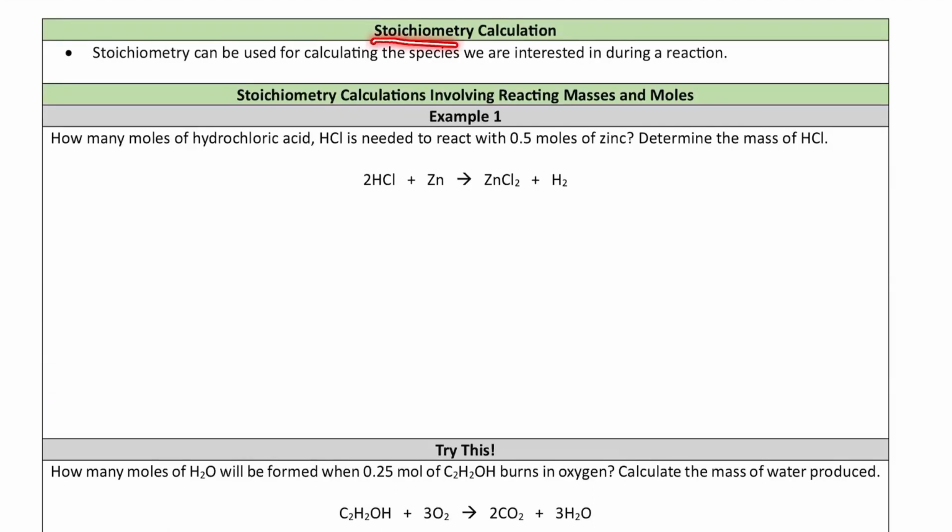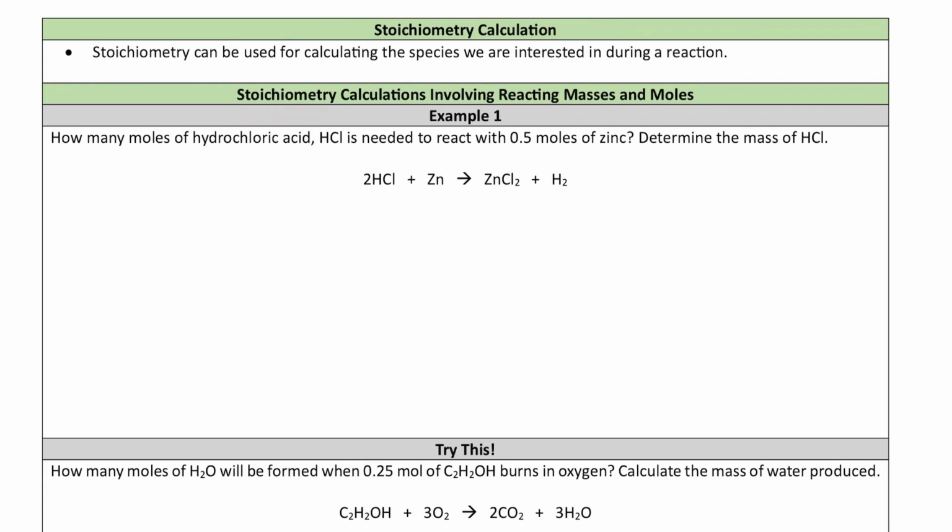Alright, so let us start with stoichiometric calculation. Stoichiometry can be used for calculating the species we are interested in during a reaction. Stoichiometry here is actually referring to the stoichiometric coefficient in front of the chemical formula when you write down your chemical equation. As you can see over here, 2 is the stoichiometric coefficient, over here 1, and this one is also 1. We can use the stoichiometric coefficient to calculate the data that we need.